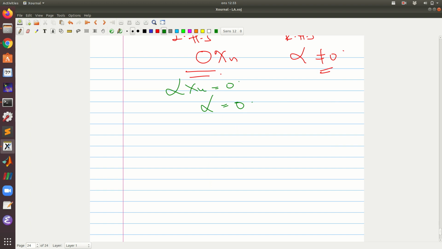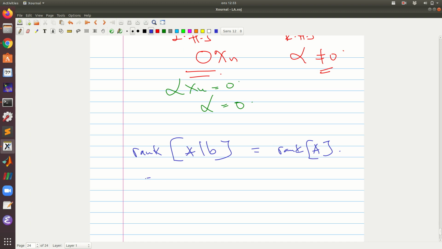What else? We can use the ideas from our rank. Let us write down something here. If the rank of the augmented matrix here is the same as the rank of the coefficient matrix A, then this system here is consistent.